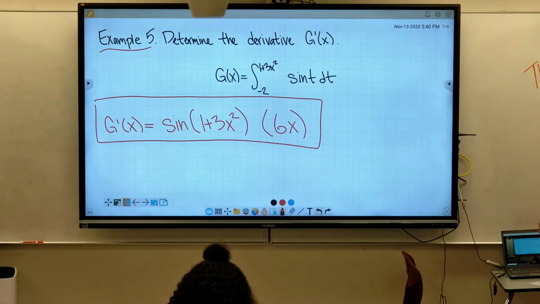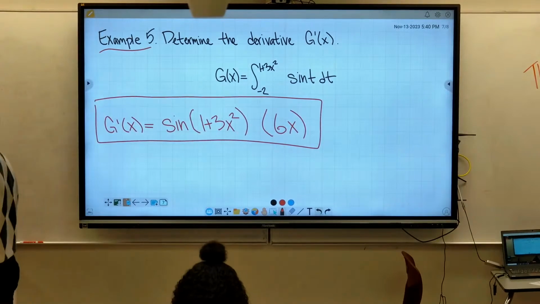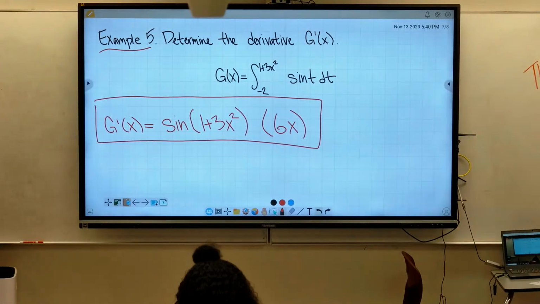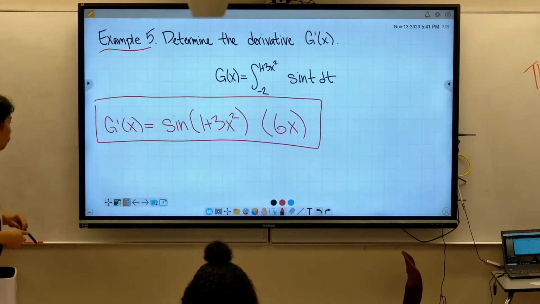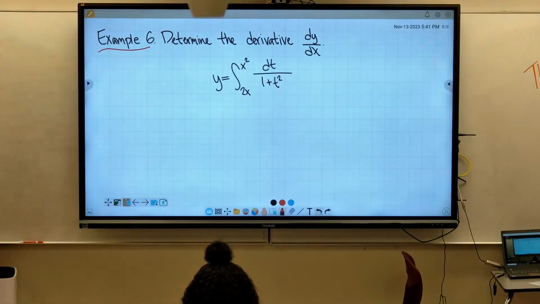All right, so we have this example where I have a constant lower bound and a variable upper bound. There's one other scenario that I haven't really talked much about. What happens if my upper and lower bound both have x's? We've done a constant to a variable upper bound. We had a constant to whenever it's just not a plain x. What if I had something like this one? What if y was equal to the integral from 2x to x squared of, let's say, dt over 1 plus t squared?